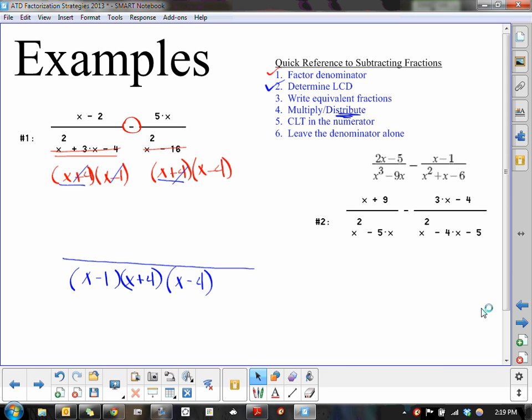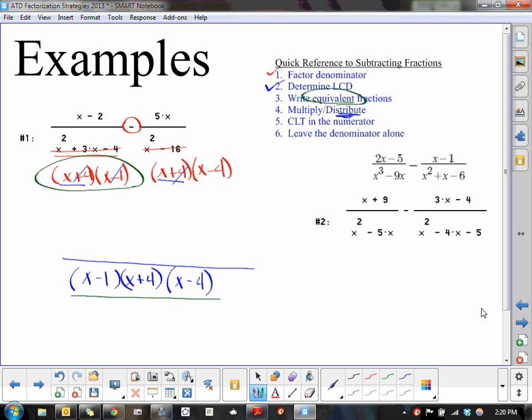So we established that least common denominator. Now we're supposed to write equivalent fractions. To write these equivalent fractions, what we're going to do is compare. How does this denominator compare to our least common denominator? Does it have everything that it needs? What is it lacking? This denominator is lacking the x minus 4. So that means whatever's in the numerator, this fraction has to be multiplied times the top and bottom. So the x minus 2 has to be multiplied by the x minus 4.